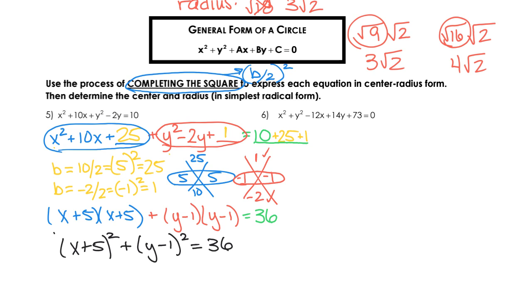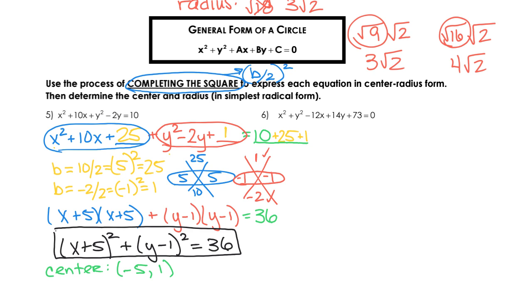And ta-da, we have center radius form. All right, so hopefully you get to see how we go backwards. All right, we're going to go ahead and state our center as -5, +1, and our radius is the square root of 36, which is 6.